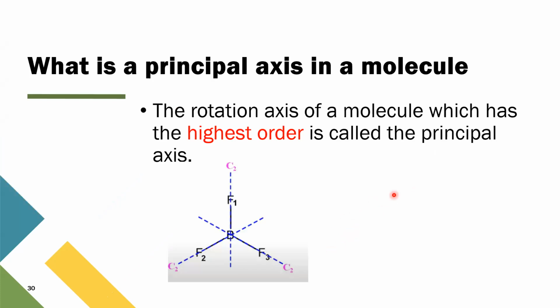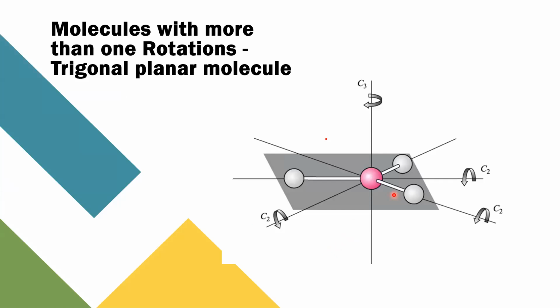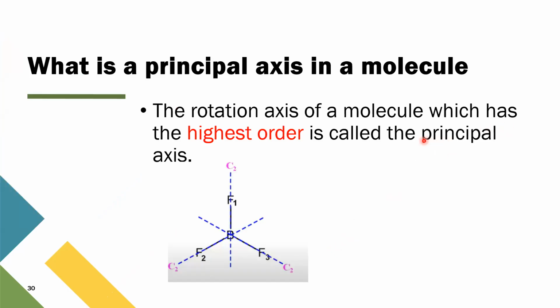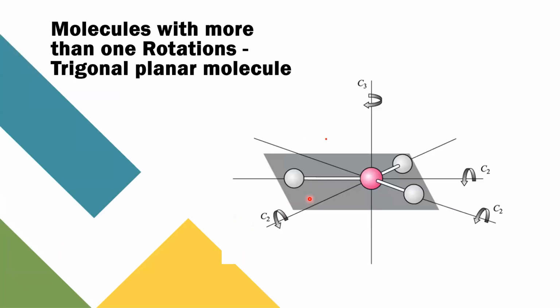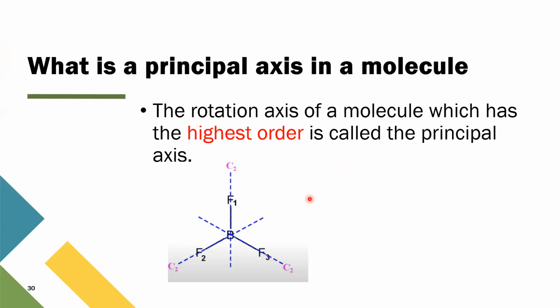So before that, we said here there are 2 kinds, C3 axis and C2 axis. Any molecule, depending on the structure, can have more than one rotation axis. Here we have 2 types, C3 and C2. The rotation axis which has the highest order is called the principal axis. In this BF3 molecule, C3 is the highest order, so C3 is called the principal axis.